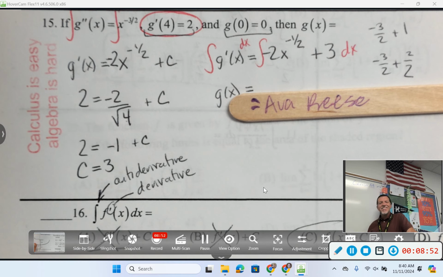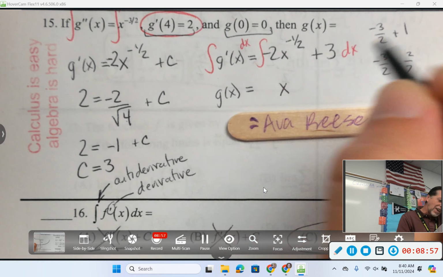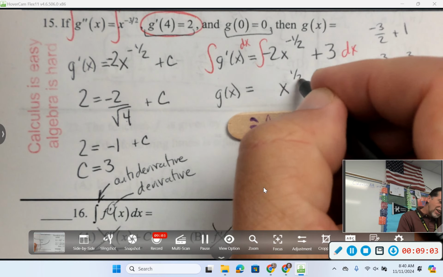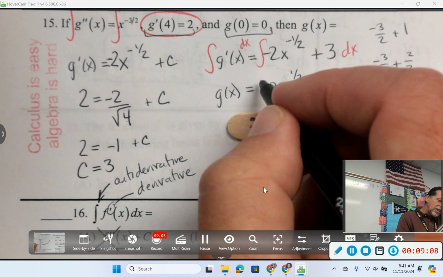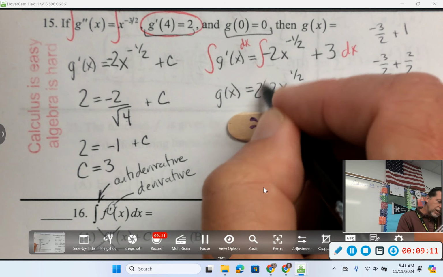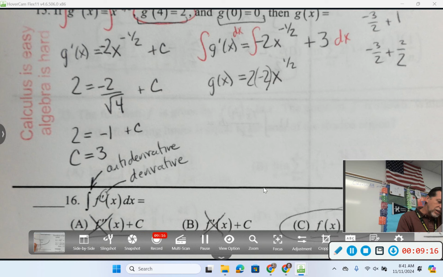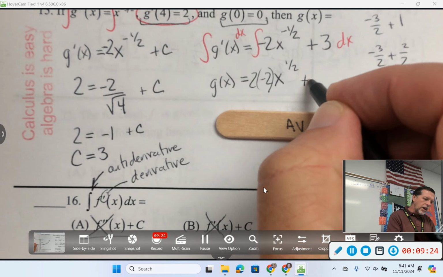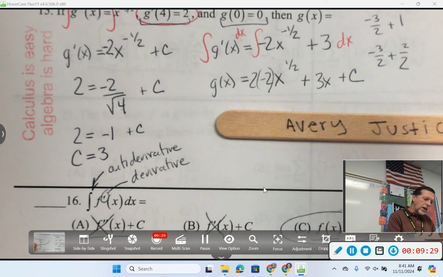Ava, if I start with x to the negative 1/2, if I increase the power by 1, what does that get me? It'd be 1/2. And then I need to divide by 1/2, so that'd be multiplied by 2. And that negative 2 is still there. Increase the power by 1, divide by the new power. Avery, how about the antiderivative of 3? 3x. And then we don't forget the plus c.